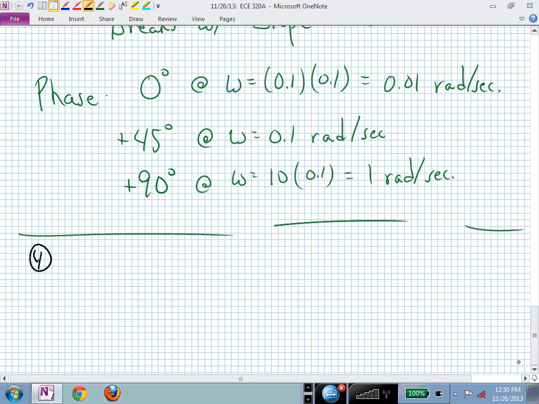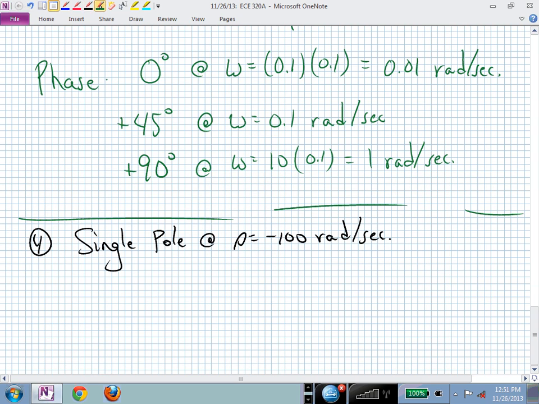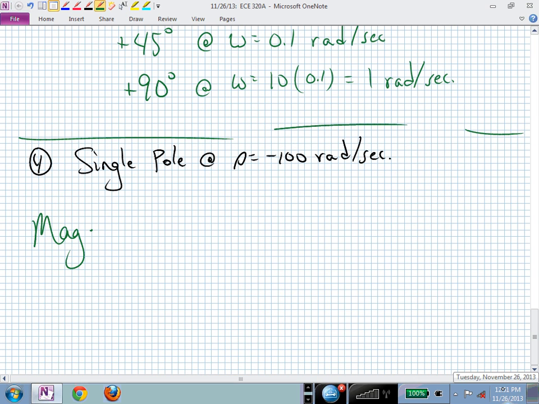Finally, we have our fourth term, which is this single pole at minus 100 radians per second. And once you understand this approach, it's pretty easy to start writing. Oh, I know it's 0 dB until when?